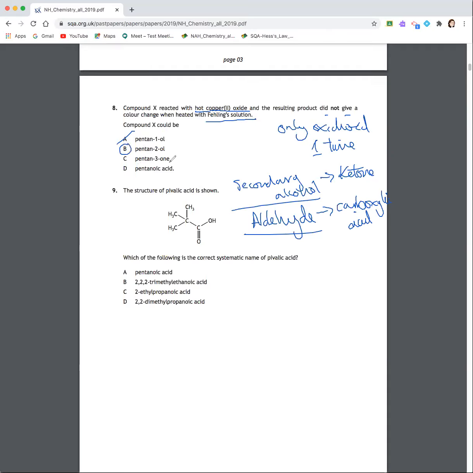And then C is a ketone, you know that because it ends in -one, they can't be oxidized at all, so it's not going to be C. And pentanoic acid is a carboxylic acid, and you know that because of the name ending, and they can't be oxidized any further either. Okay, so B was our answer there.